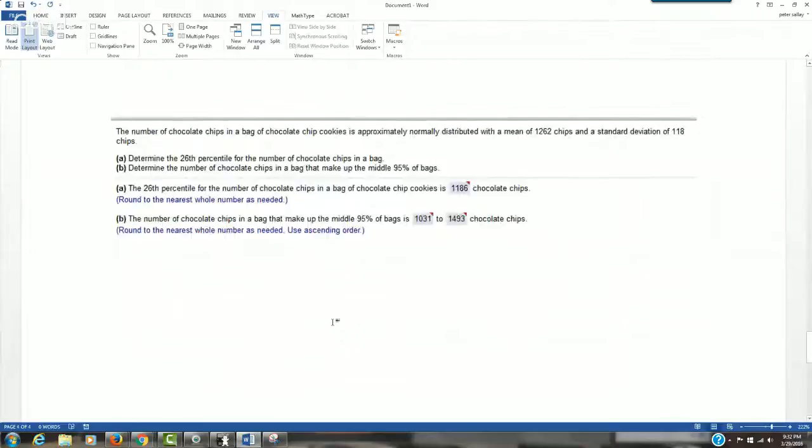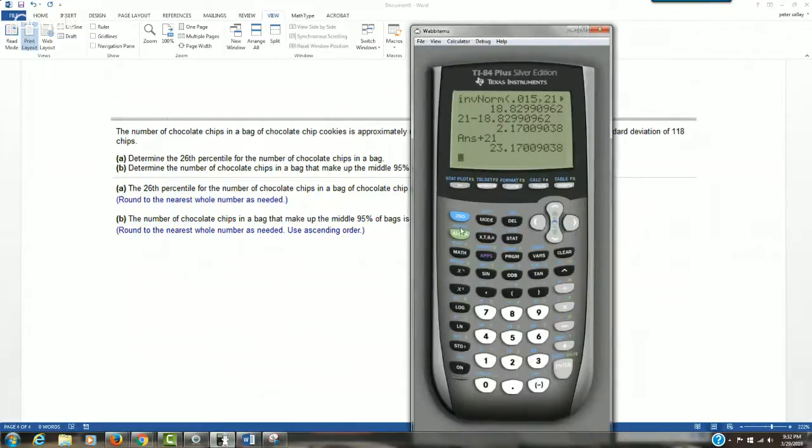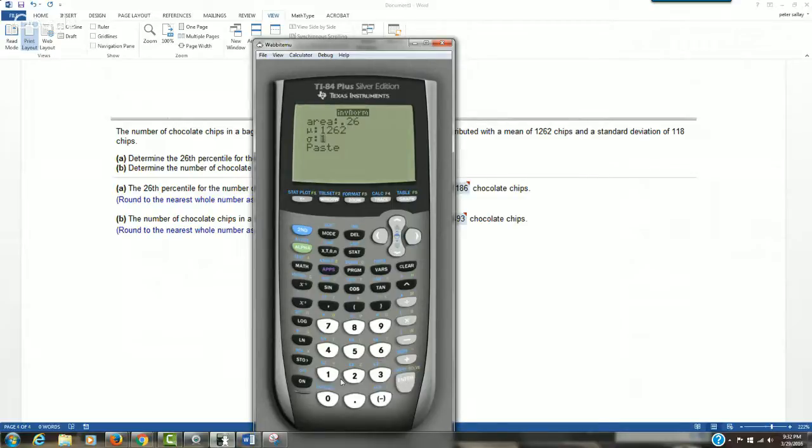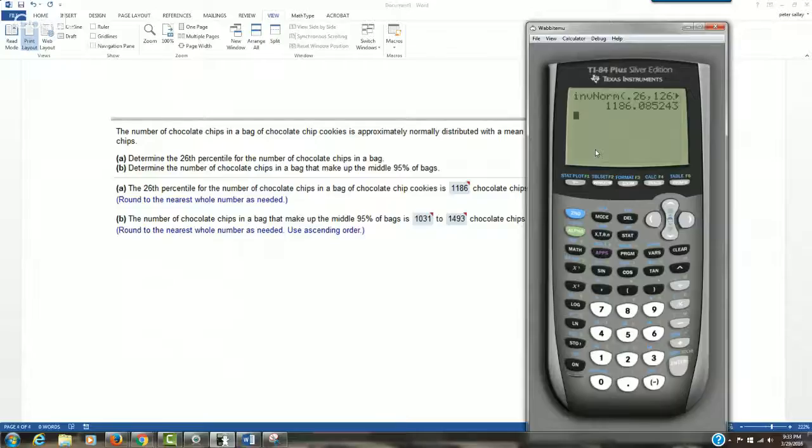All right, the number of chocolate chips in a bag is approximately normally distributed with a mean. So we got a mean, we got a standard deviation. Find the 26th percentile. Okay, so we're going to go to inverse norm. And 26th percentile means 0.26 of the data is below that point. I just type in my mean and standard deviation. So 1262, and standard deviation of 118. And that's it, there's my magic number.